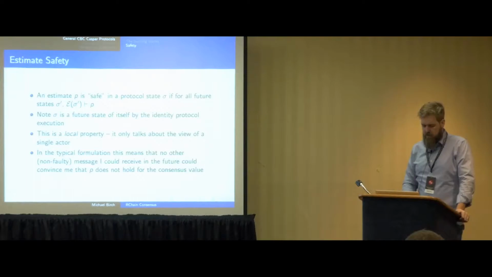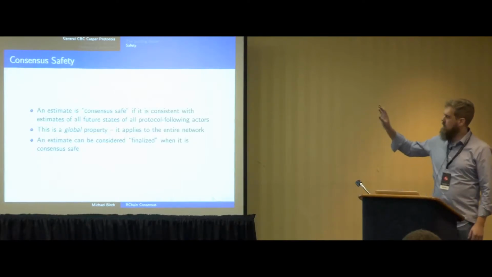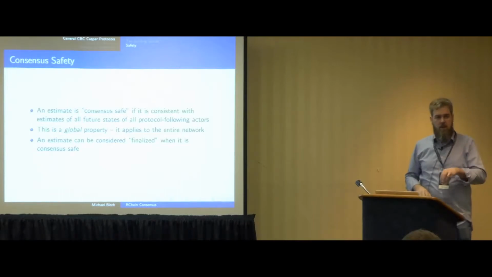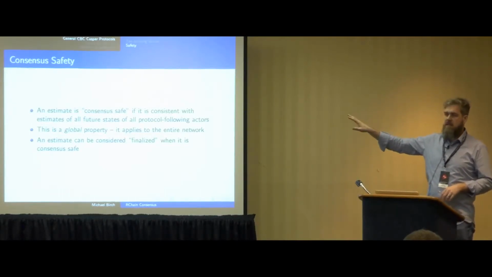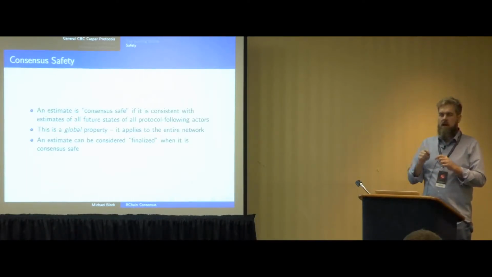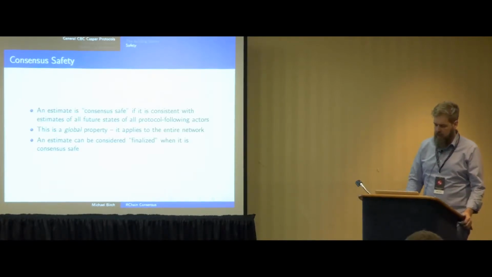The typical formulation means that no other message I could receive would convince me that P does not hold. Right? An estimate is consensus safe if it's consistent with estimates of all future states of all protocol-following actors. So consensus safety is different from estimate safety. Estimate safety is what a single node sees. Consensus safety is a property of the entire network that is not something that any one node can determine. An estimate can be considered finalized when it's consensus safe.